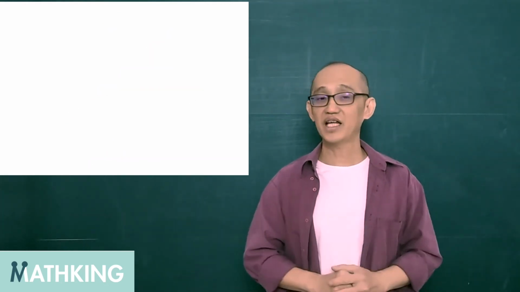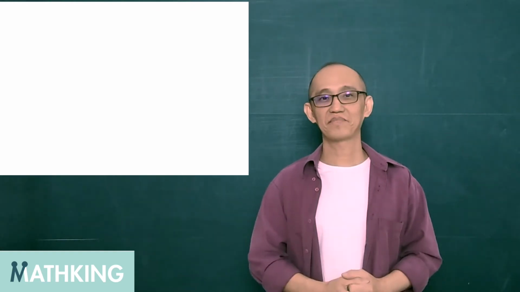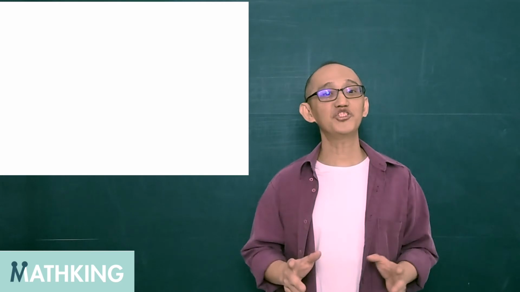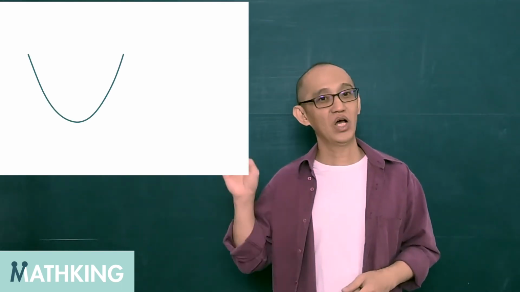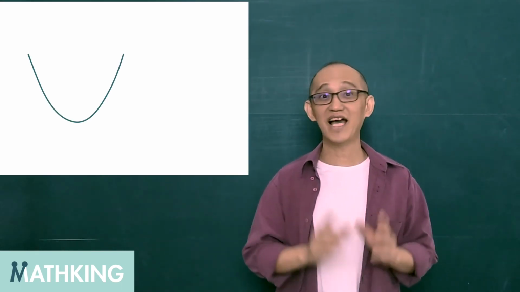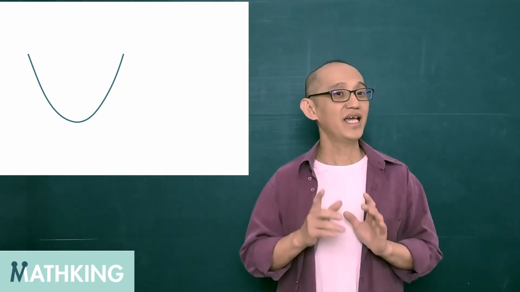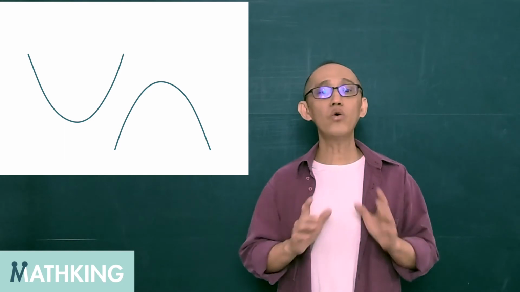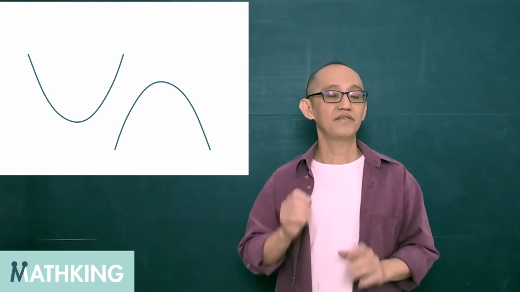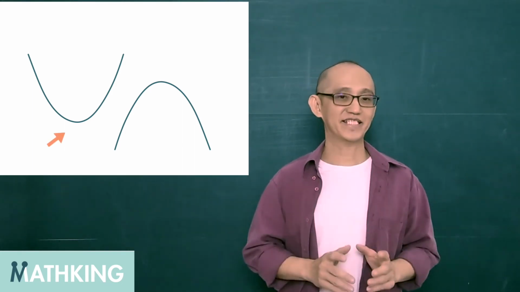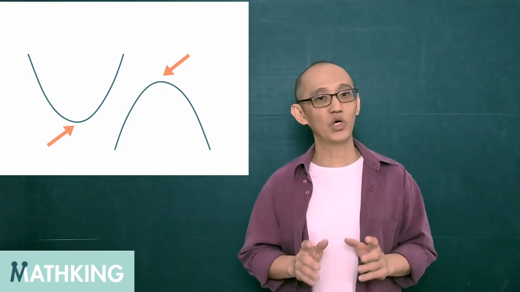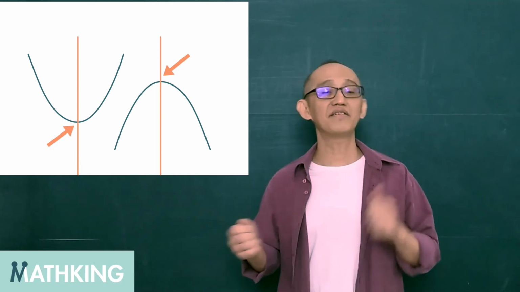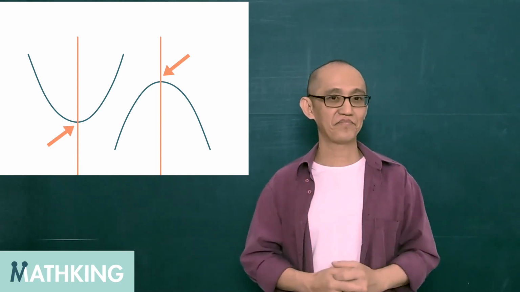Today we are going to study quadratic function. If we plot the graph of a quadratic function, we get a shape like this, which is a little bit more complicated than a straight line. It can also be inverted. For all quadratic functions, there is always a vertex and also an axis of symmetry. So the left hand side and the right hand side are symmetrical.